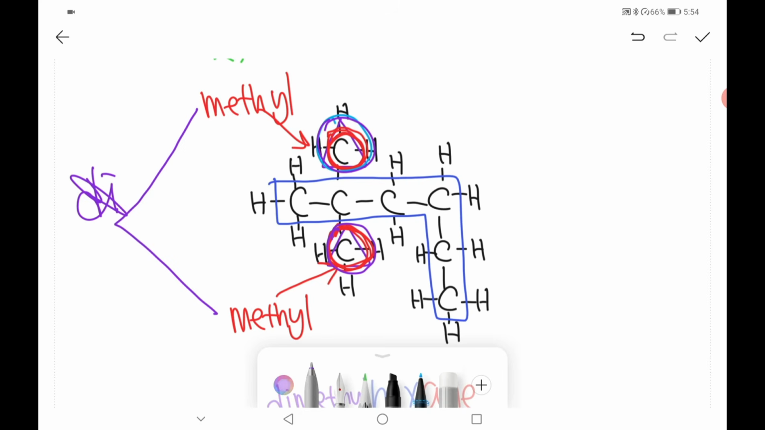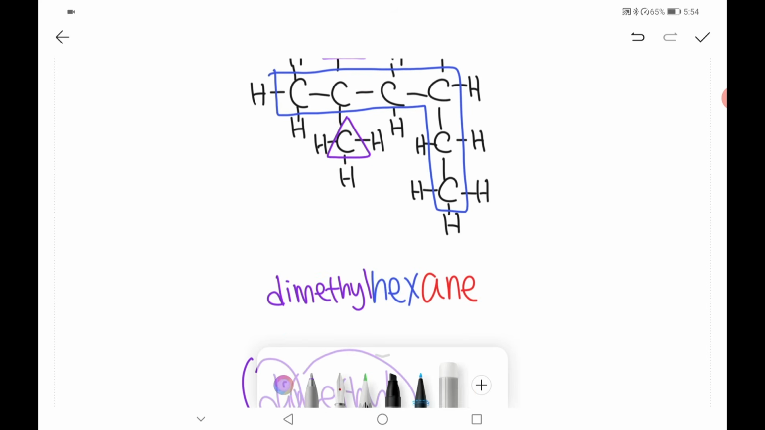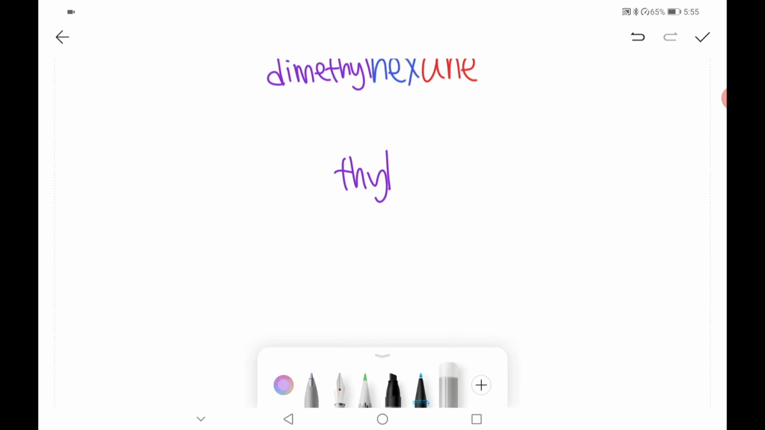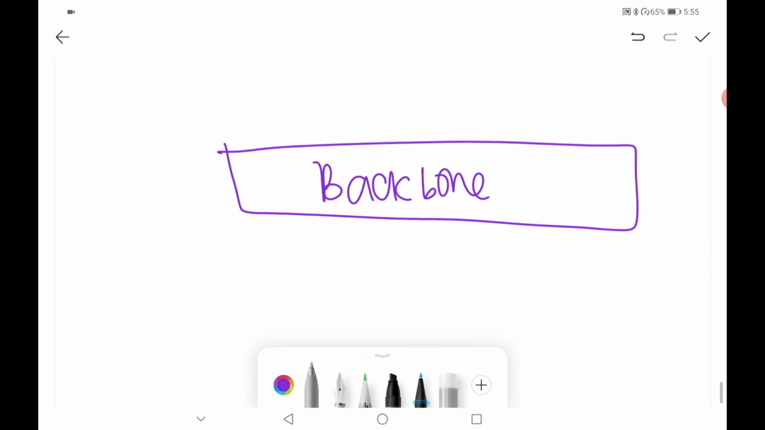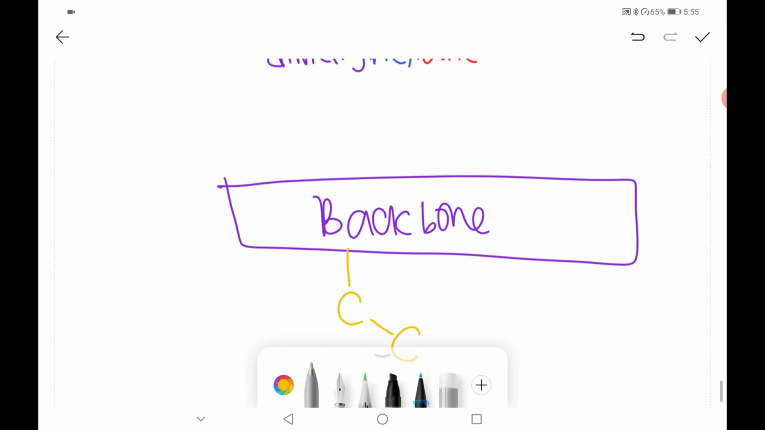So you have to be very careful. Don't put diethyl. If you put diethyl, then the answer is wrong. Actually many students put diethyl, which is wrong. So in what case can you call it diethyl? You can only call it diethyl if this is the case: let's say this is the backbone, and on the backbone, this branch has 2 carbon and this branch has 2 carbon, then okay.